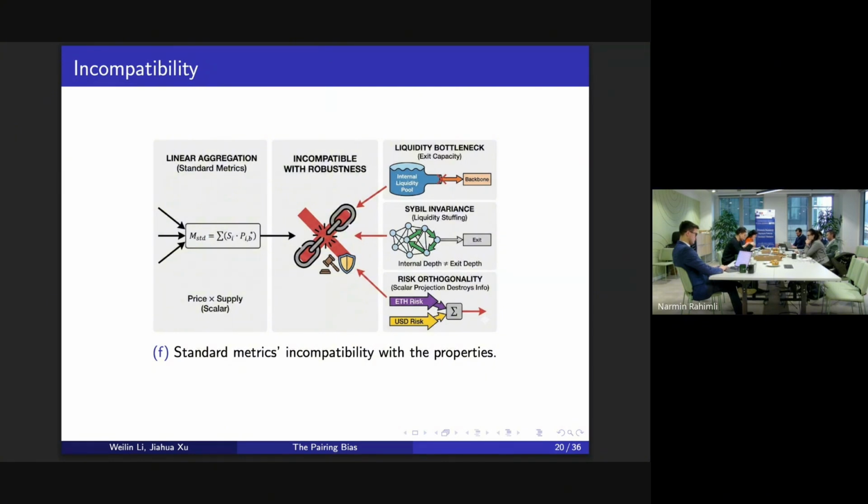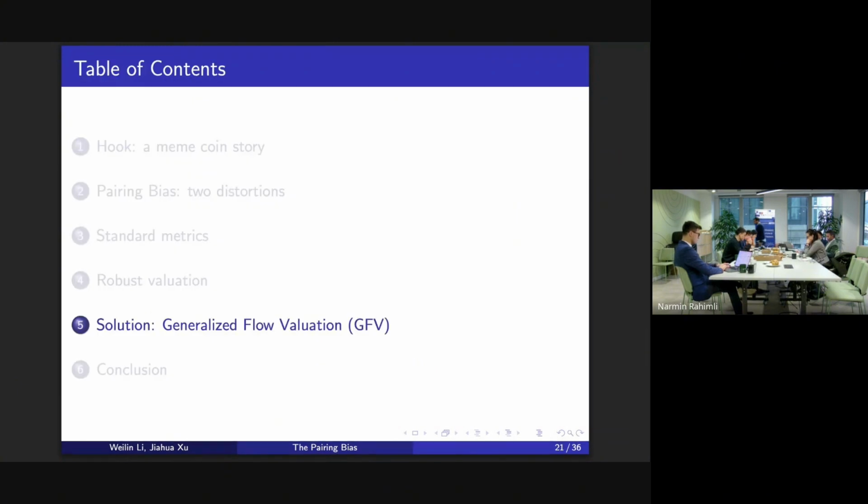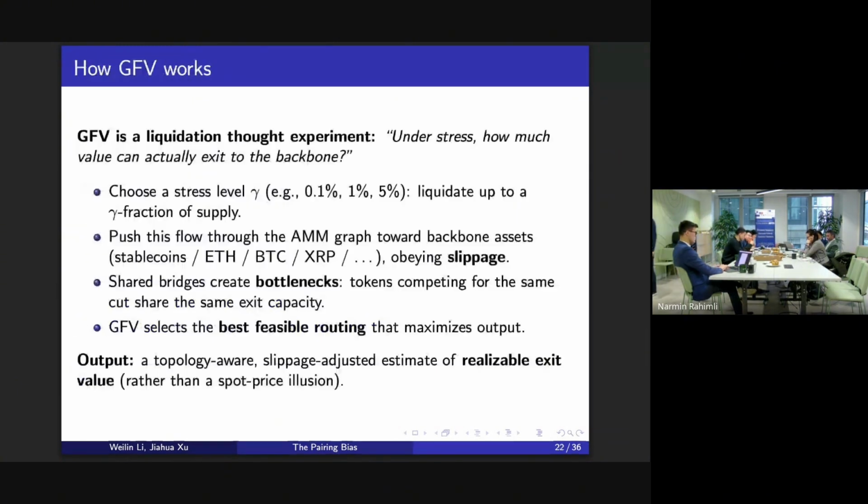We don't want a metric that can be manipulated by these asset issuers to trick you, to let you buy it but later you cannot exit. So that's what we want to design. We come up with a solution called generalized flow valuation, and it's based on a very, very simple idea.